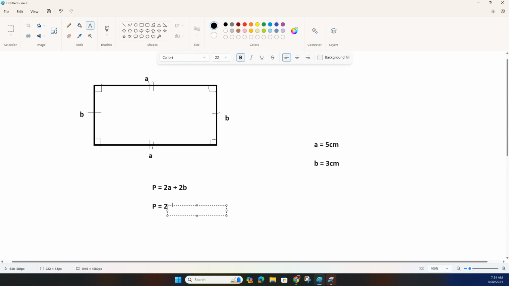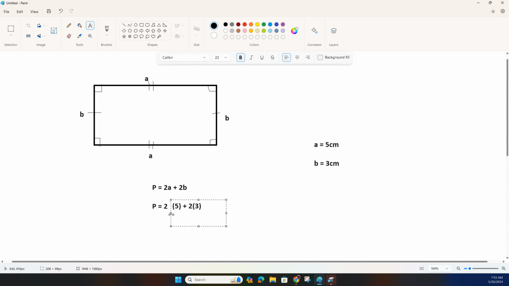So for A, we said that was 5. So I'll plug in 5 for A. Let's get this evened up so it's neat. Plus sign drops down. 2 drops down. And what am I plugging in for B? Well, B is 3, so I'll plug in 3. Next line of math.